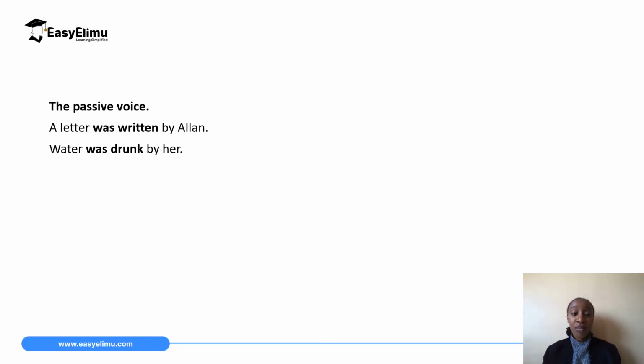For example, a letter was written by Alan. This is the passive voice. A letter was written by Alan. Was is the auxiliary. Written is the main verb. Water was drunk by her. Was is the auxiliary. Drunk is the main verb.